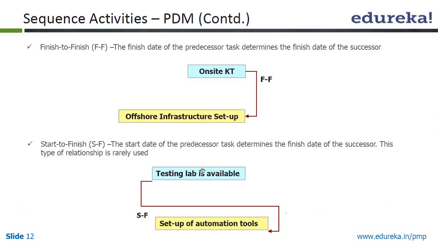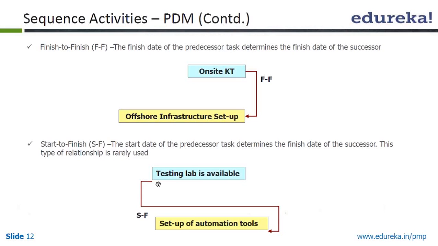The last one is very rarely used, but it is a possibility. So start to finish: the start date of the predecessor task. Basically you cannot finish the setup of automation tools unless and until the testing lab start is available. Okay, so that is the dependency.